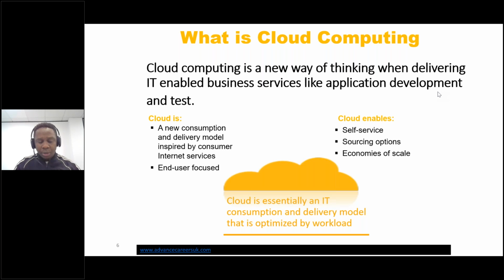Okay, so it says cloud is essentially an IT consumable and delivery model that is optimized by workload. The more people that are on the service, the more machines that are spun up. The less people, the fewer machines that are spun up. With that, you reduce a lot of cost. Instead of having a server room where whether you have 1 million people or not, it is always running and consuming data and energy. All right, so that is in summary.